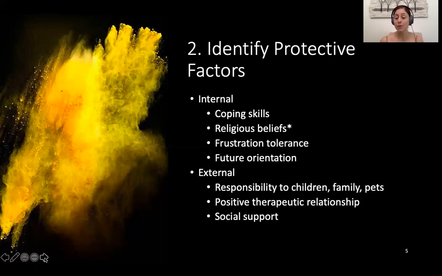Next, we have external protective factors. These are things outside of the individual that can help to be protective. So first, feeling a sense of responsibility to a loved one, such as a family member, a child, parents, or beloved pets can be protective. Also, having a positive therapeutic relationship with you can be protective because they trust you and they may be more likely to reach out to you in the event of a crisis. And then finally, having social support. And this can be through friends, a partner, a support group, a church group, and so on, if the client feels that they are supportive.